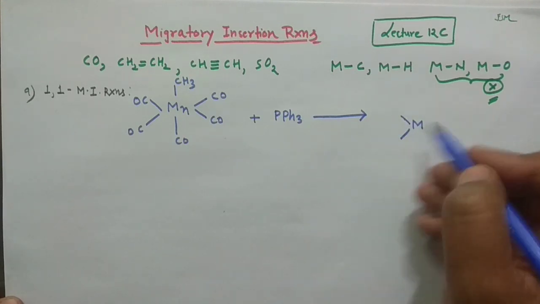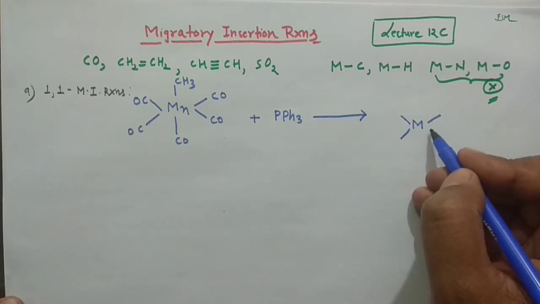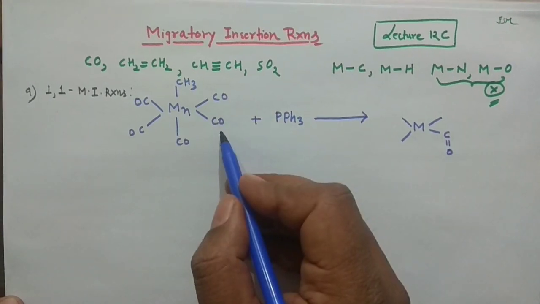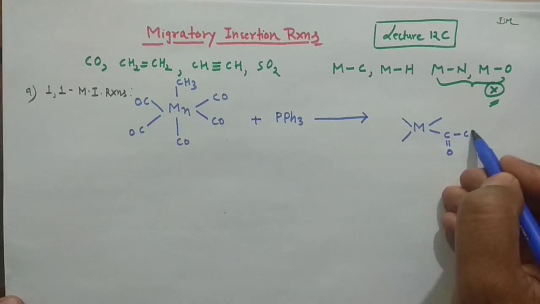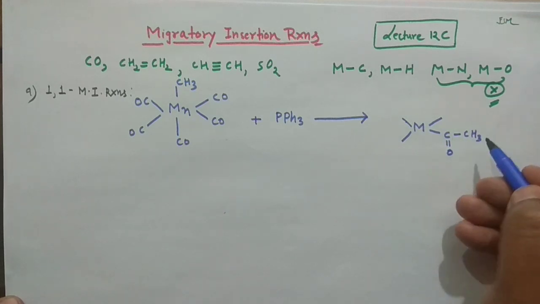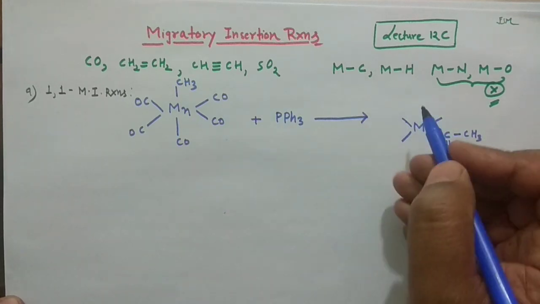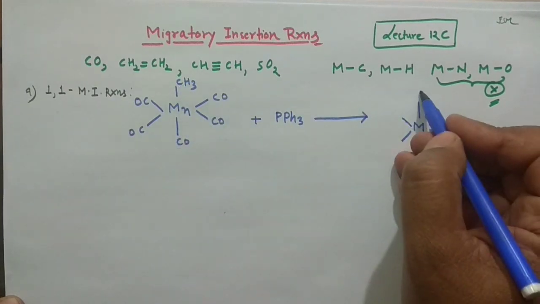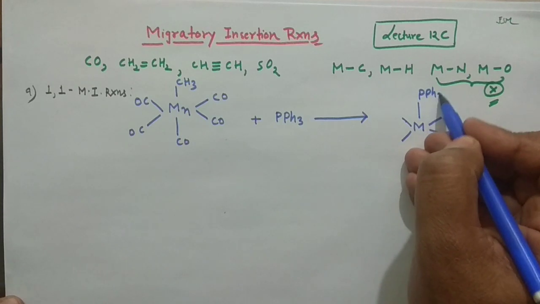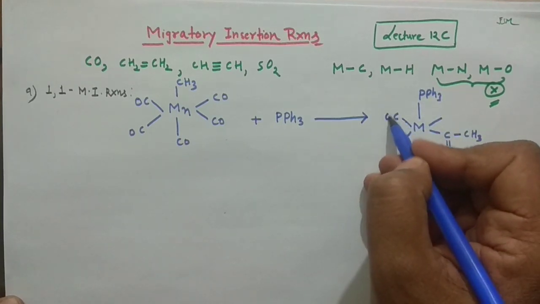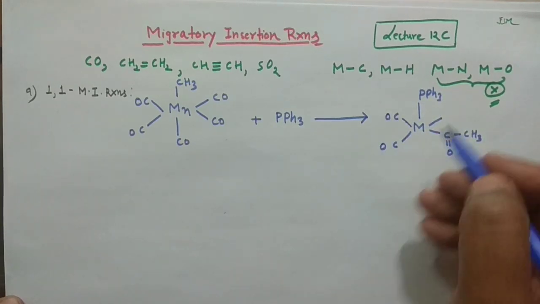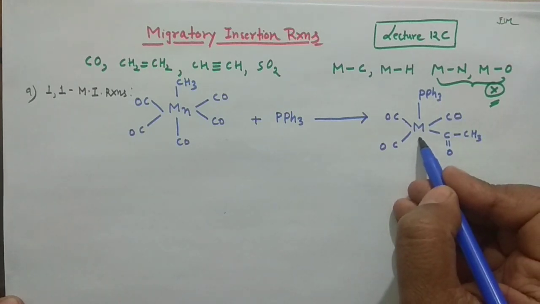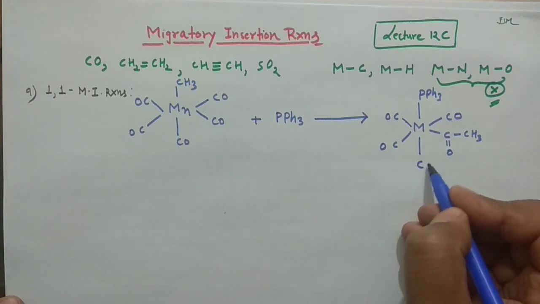This is, say, your octahedral complex. So what you can do, carbon double bond oxygen, say this one, and this is your CH3. There is no problem in that, and this PPh3 will take the position of this CH3, and you can write PPh3 here, and this is your carbonyl, this is your carbonyl, and this is where yet another carbonyl is, along with this one. This is the carbonyl group.